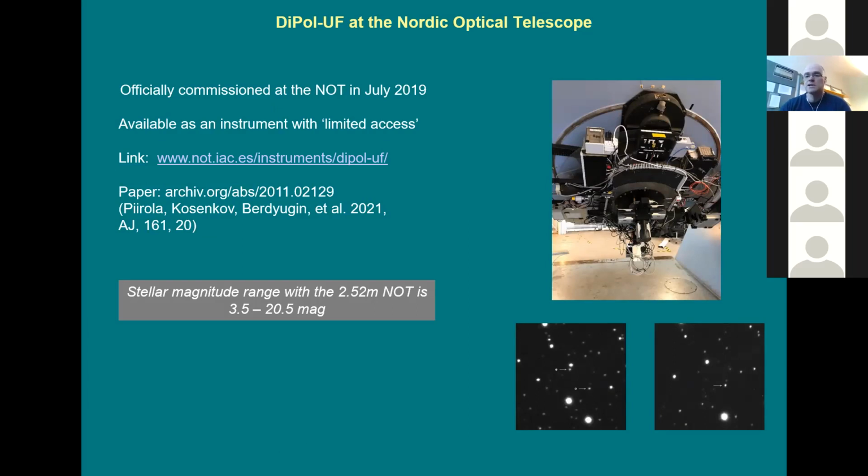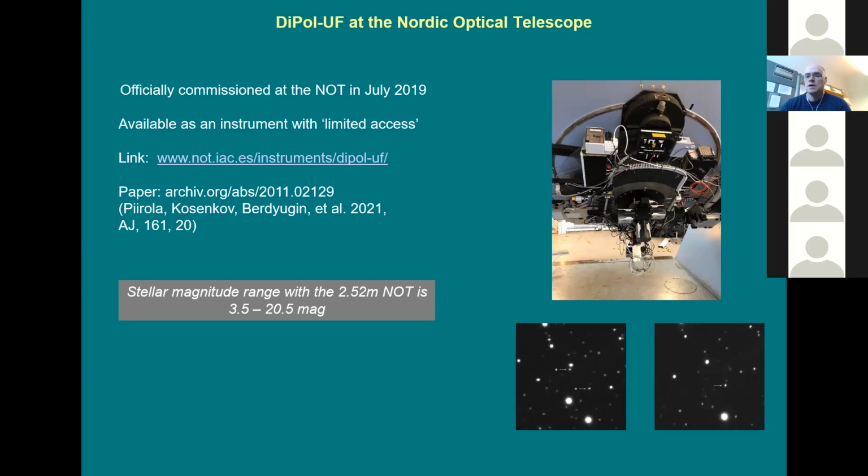And here is a link to this instrument with a description. The first results obtained with the new polarimeter have already been published this year. And new, not yet published results will be presented to you in tomorrow's session by Yuri Poutanen. With this instrument, we can observe with the 2.2 meter Nordic Optical Telescope stars with a brightness range from, say, 3.5 stellar magnitude to 20.5 stellar magnitude.